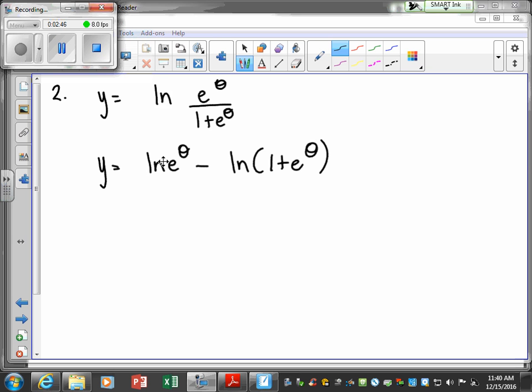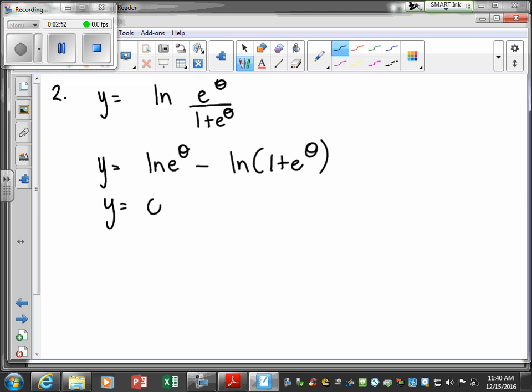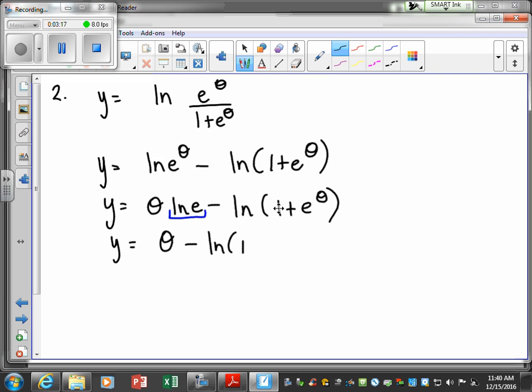Using our properties here, what would we get? Theta natural log of e. So still using properties, we have theta times the natural log of e, and then over here we just have this. What does this term simplify to? Just theta, because that's 1, so we're just going to have y is equal to theta minus our term on the right.